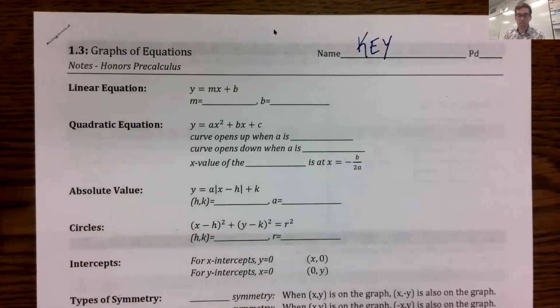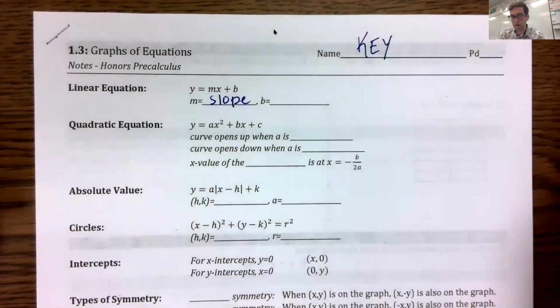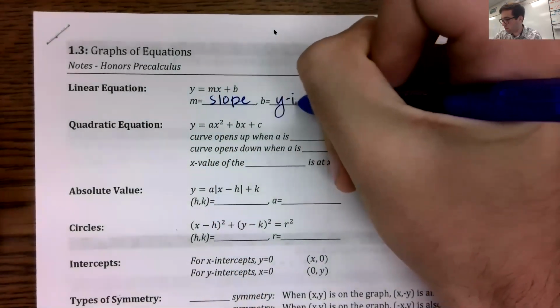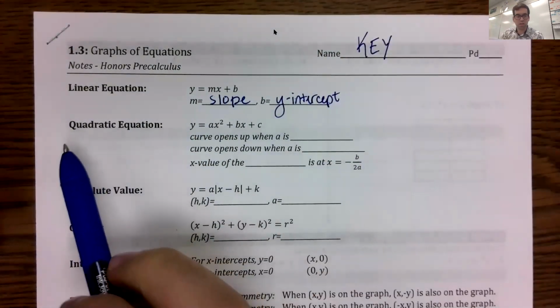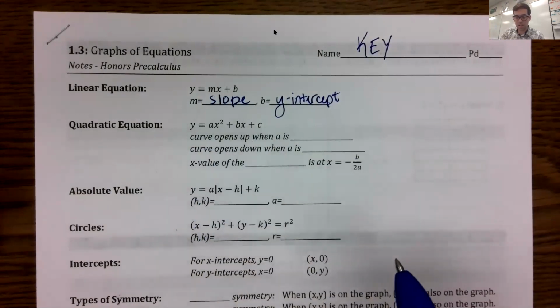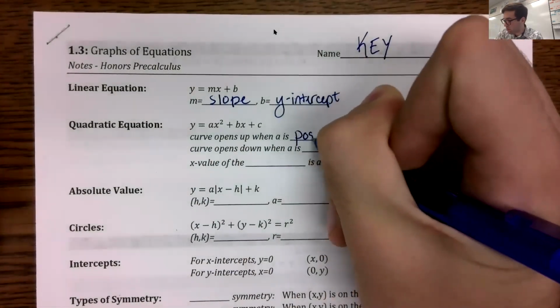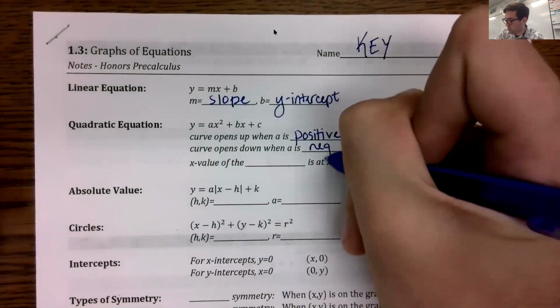But first up, we have a linear equation. This should be a review. Our M, remember, means slope, and our B means y-intercept. We're going to get into some different types of equations though today, including quadratic. So quadratic looks like this in standard form, and the curve opens up when a is positive, and the curve opens down when a is negative.